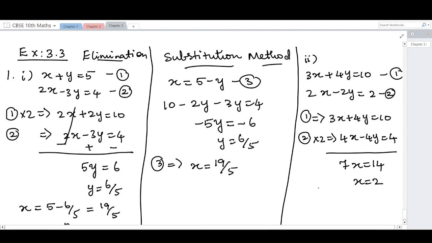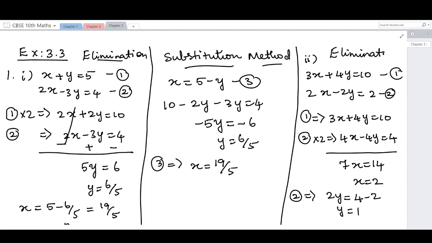So if you substitute this in the first equation or second equation, let me substitute in the second equation, I will get 2y equal to 4 minus 2, y equal to 1. Therefore, the values of x and y are 2 and 1. Now we have to solve the same problem by substitution method.